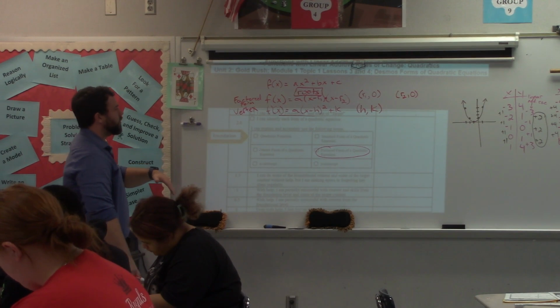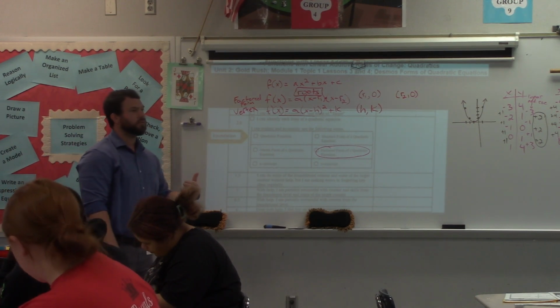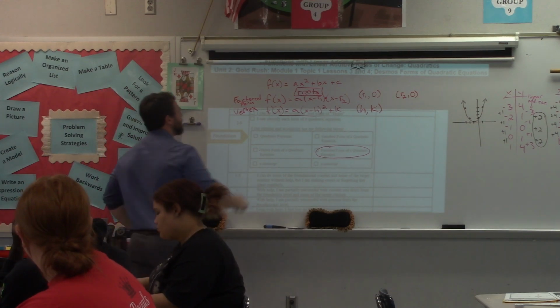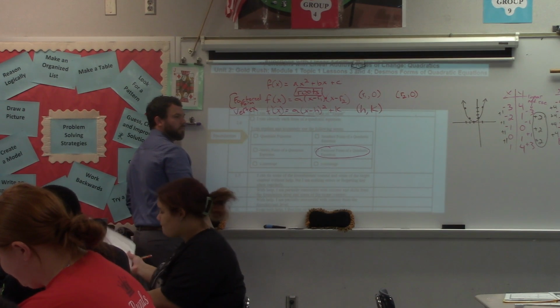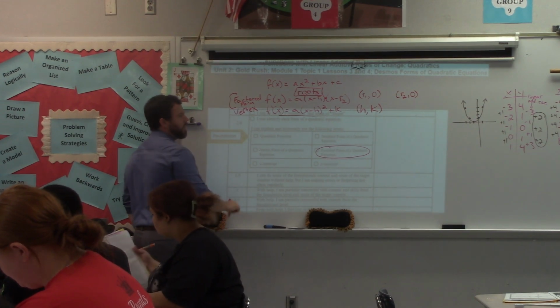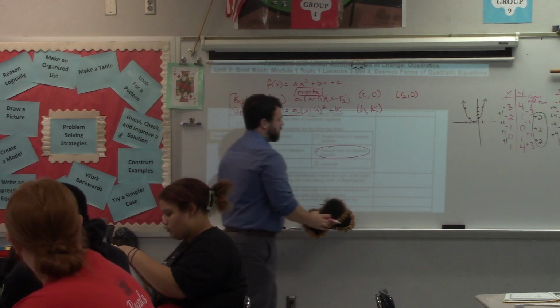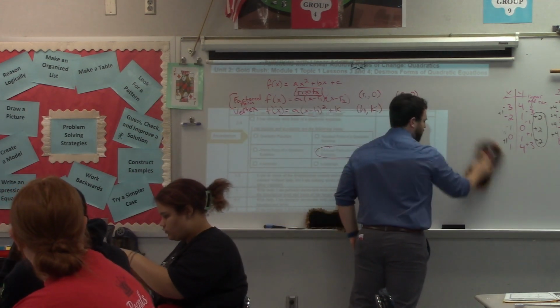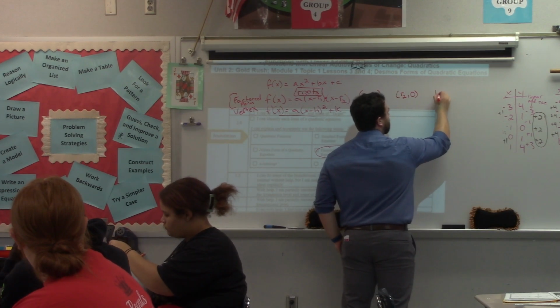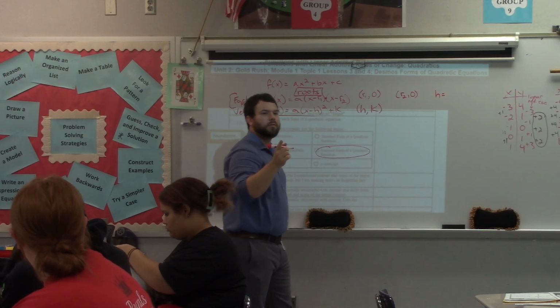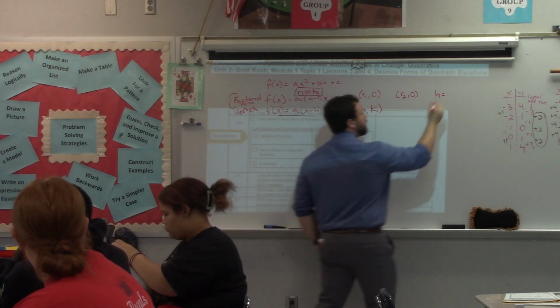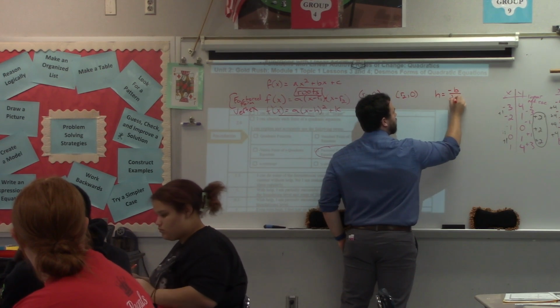Each form has a different feature, but I will remind you, can I find a vertex from the factored form? Yes. Does anyone remember how I can find that vertex? Yeah, negative b. Now, say that one more time. Negative b over, divided by 2 times a.